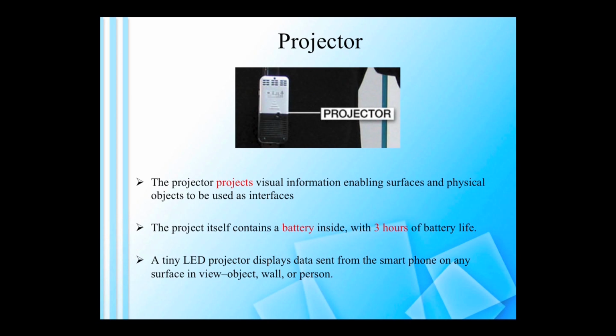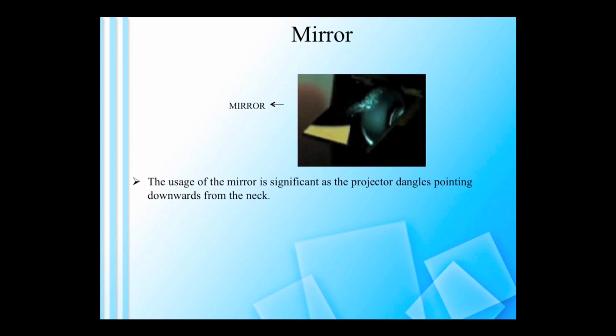Next, the projector. The main purpose of the projector is that it projects the image that is captured by the camera. The projector contains a battery that can work for around 3 hours. A tiny LED projector displays data sent from the smartphone on the surface in view: an object, wall, or person.